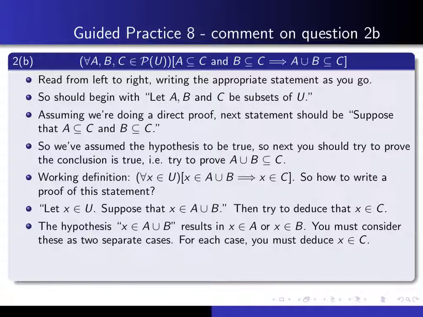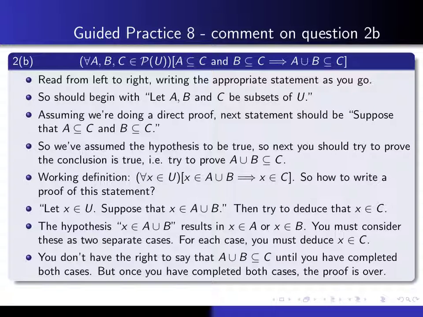In other words, after you finish case one, where you've shown that when X is in A, then X has to be in C, you don't have the right to say A union B is a subset of C in this case. Because the statement that A union B is a subset of C is this entire statement here. It has to work for every X in U. In other words, it has to work for both cases. So you have to reserve the statement that A union B is a subset of C until you've finished both of those cases.